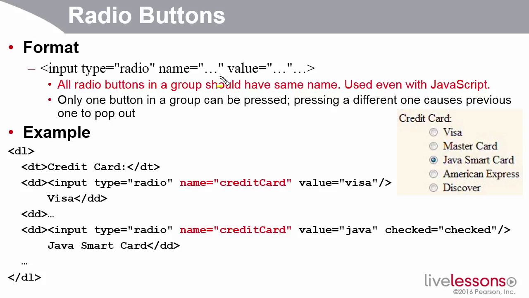All right, so here's an example. I gave a set of radio buttons the same name. That's the example that we see in the upper right here. And that's the reason why when I select American Express, Java Smart Card pops out automatically. If they were checkboxes or they were radio buttons that had different names, that wouldn't happen.